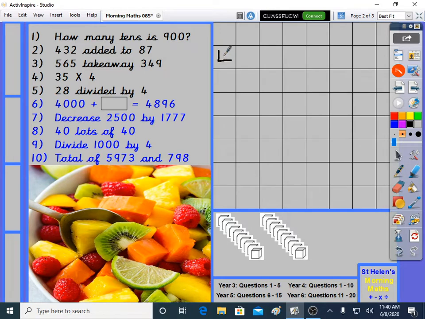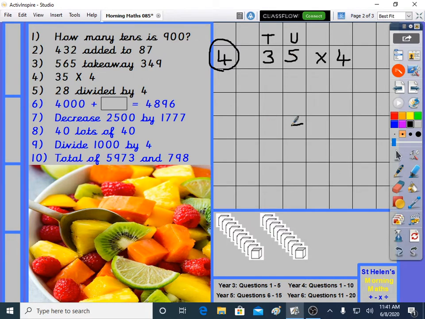Question 4, I'm going to do this very similar to how I did it yesterday. 35 times 4. This is quite a difficult question in year 3, so it can be split up. The 4 is just one digit, so that's fine. But 35 could be split up into its units and its tens. It's 5 units and it's 3 tens. 3 tens is 30. So, let's do the 5 times 4 bit.